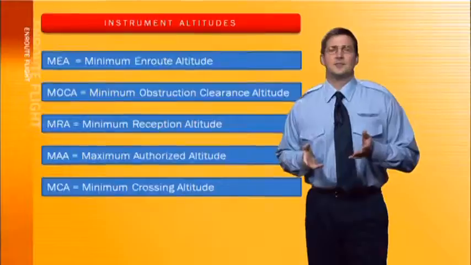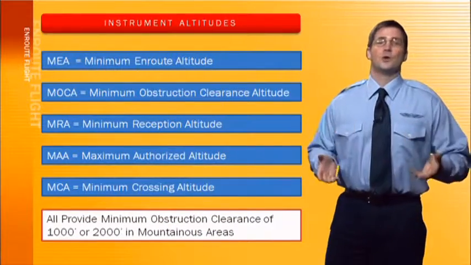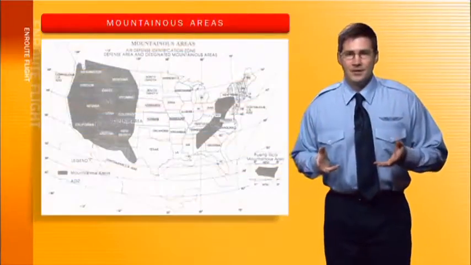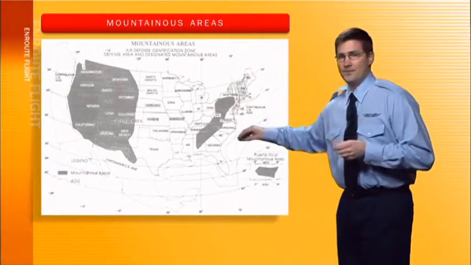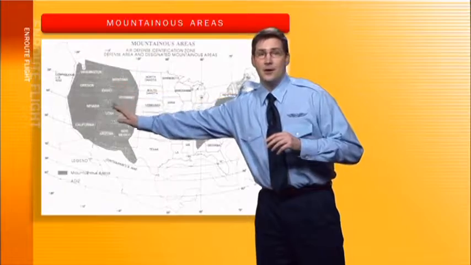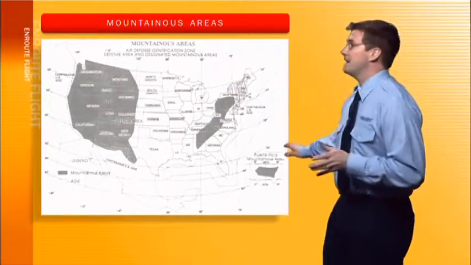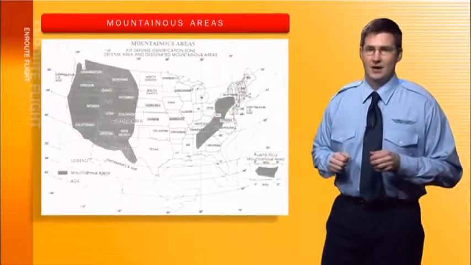Now, all of these altitudes provide us with a minimum obstruction clearance of 1,000 feet, or 2,000 feet in mountainous areas. You distinguish mountainous areas with this chart provided by the FAA showing mountainous areas here. Notice the entire western United States is actually considered mountainous area, shown with this shading. In the eastern U.S., the Appalachian Mountains are the only areas that are covered with a similar gray shaded area.